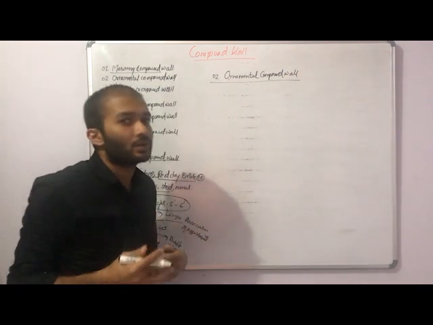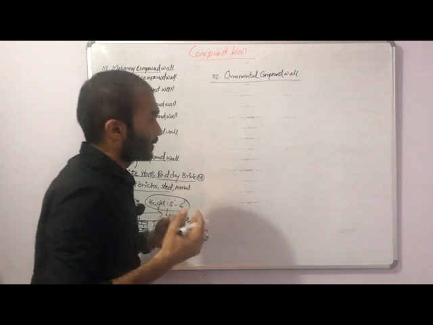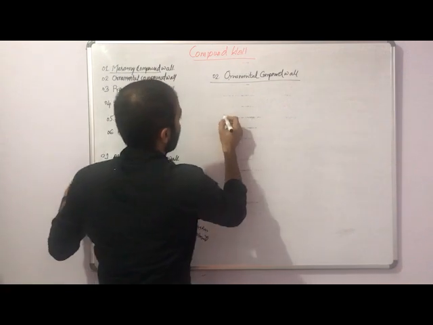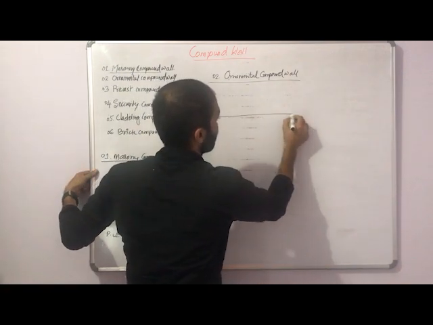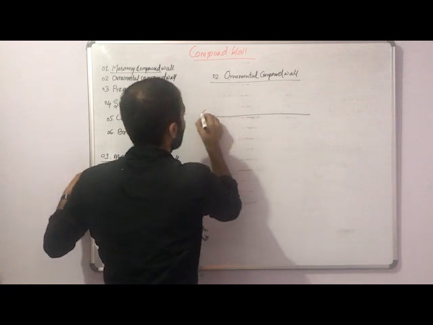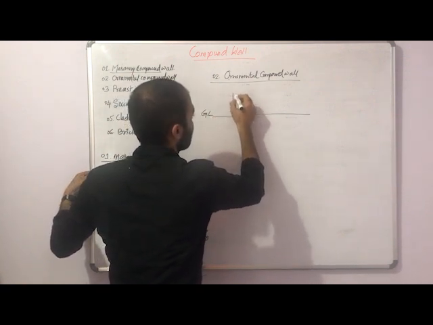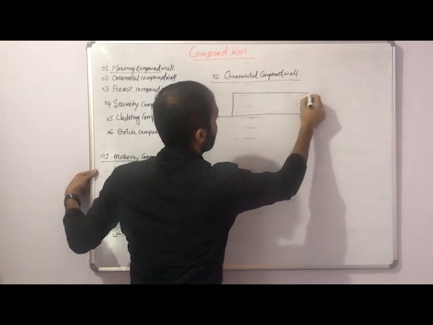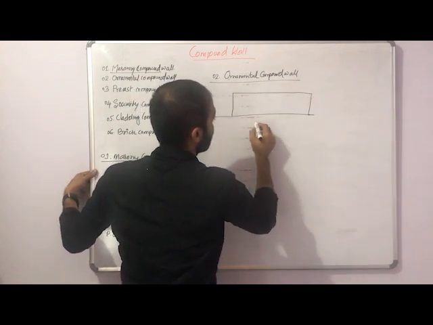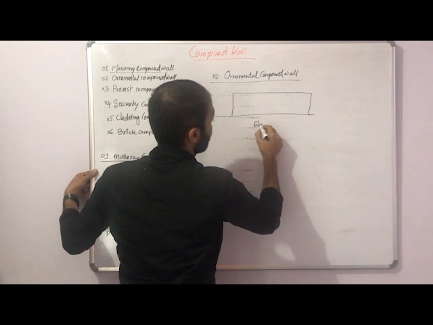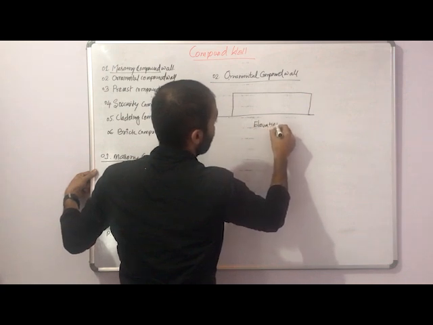In the ornamental compound wall, I'm just writing the section here. I'm simply taking this as the ground level. Correct. So we are building the compound wall in this pattern. Okay. I'm now in the elevation part. I'm writing here the elevation.